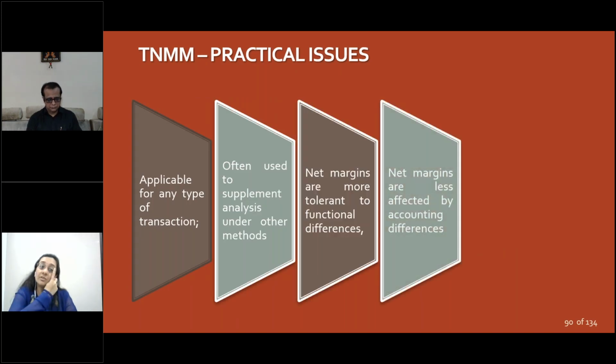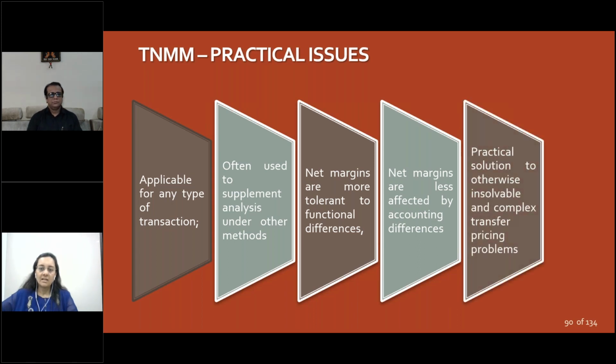So practical issues for T&M. It can apply to any type of transaction. It can be a supplemental analysis. You can have a most appropriate method of CUP, and you can still do a secondary analysis under T&M. T&M is more tolerant to functional differences. It may be less affected by accounting differences because it takes into account the whole P&L. It is a practical solution to otherwise insolvable and complex transfer pricing problems. So where you can apply nothing, you can try and apply T&M.